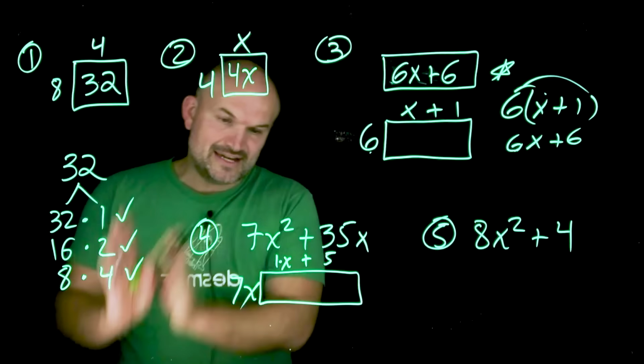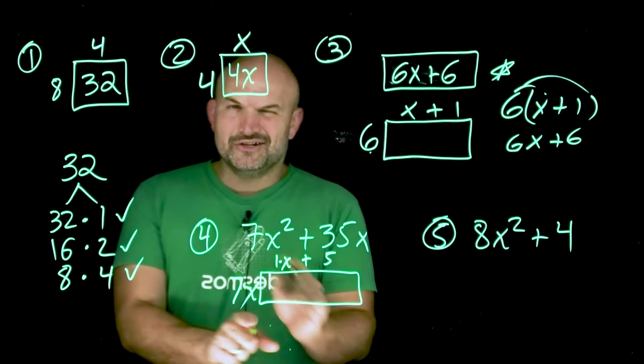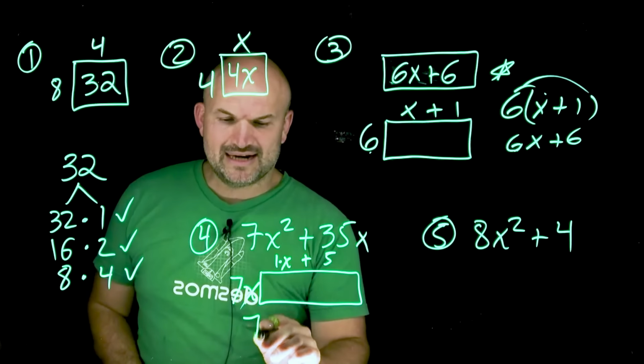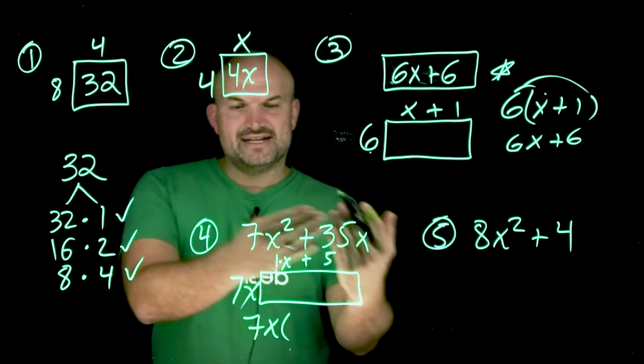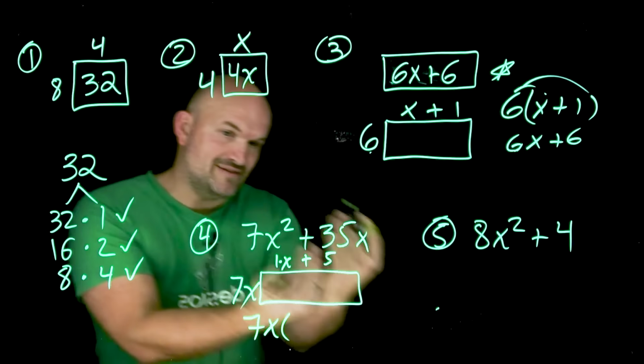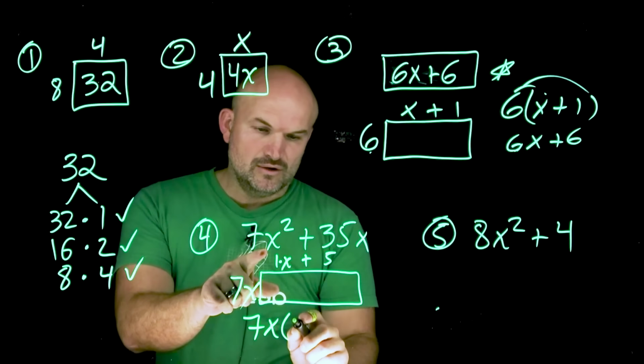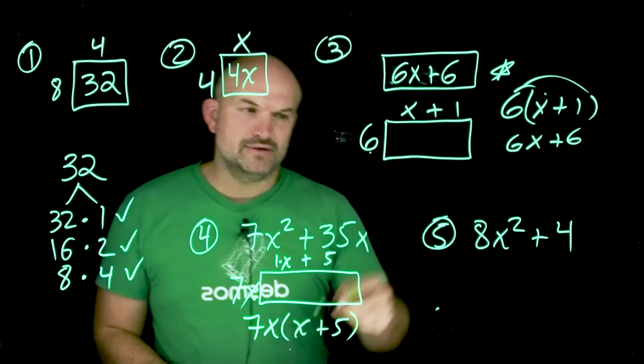When I divide out that term, rather than putting it on the side of a box, your teacher might be like, what are you doing? You can put it on the outside of parentheses. So I divided both of these terms by a 7 and an x, and what was left over was an x plus a 5. So let's go and do it one more time.